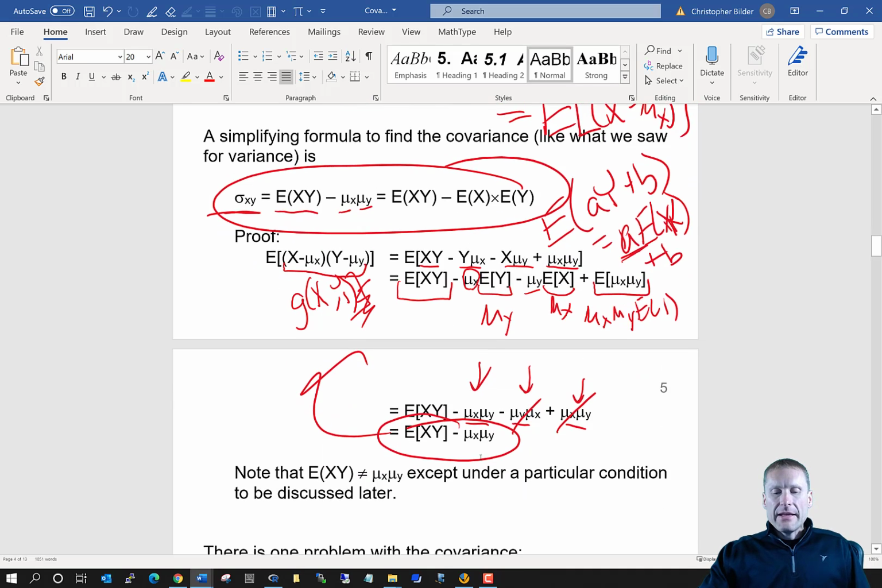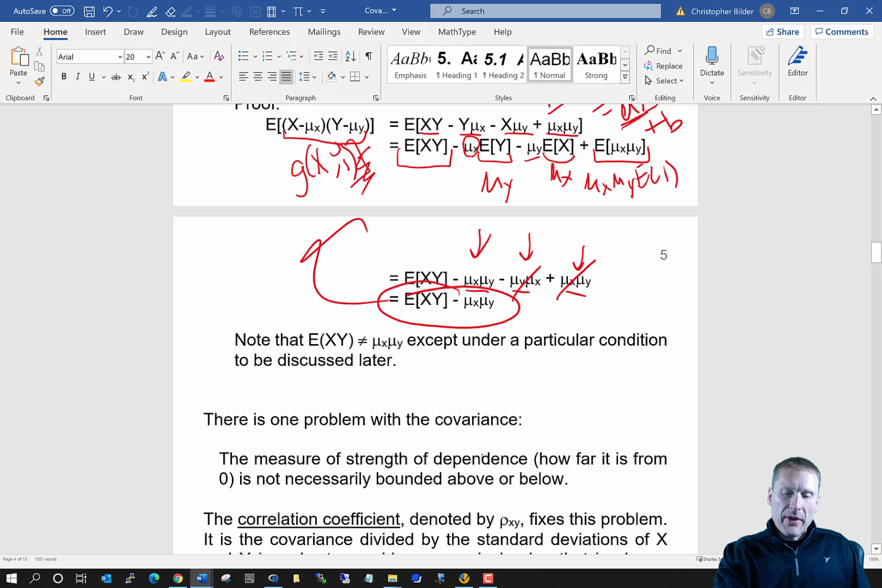Okay. Now note that the expected value of x times y, generally speaking, will not be equal to mu sub x times mu sub y unless a particular condition holds. We'll talk about that later.